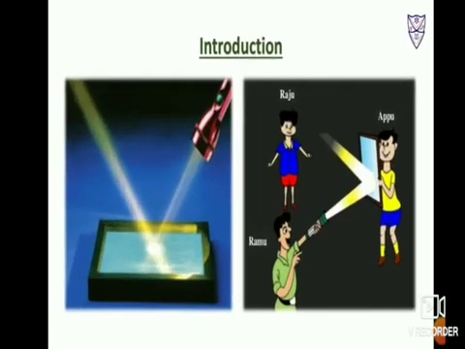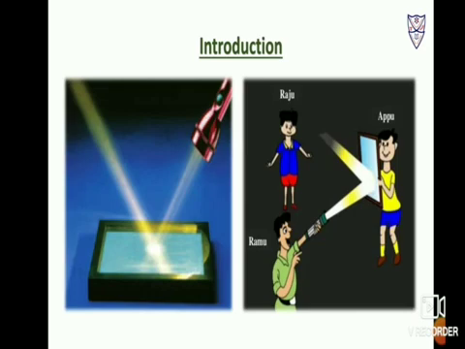Now students, let us discuss the property and meaning of reflection of light. As we know, light travels in a straight line. This property is called rectilinear propagation of light. Rectilinear means moving in a straight line and propagation means production. So light always travels in a straight line, and that property is called rectilinear propagation of light.